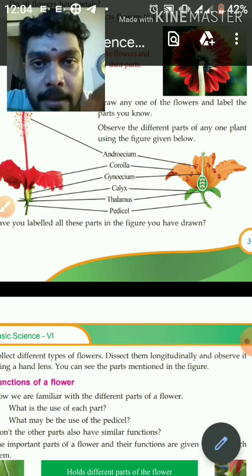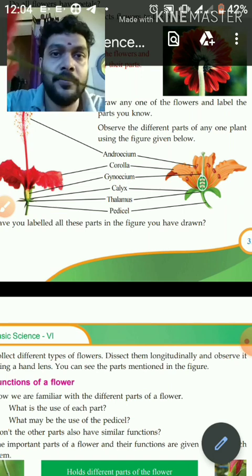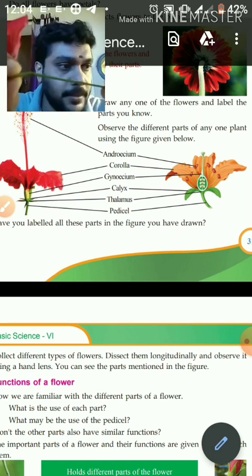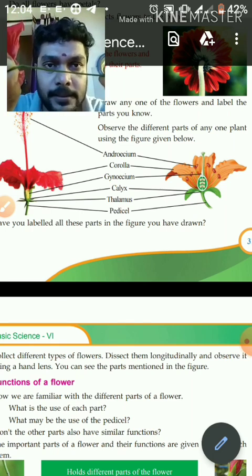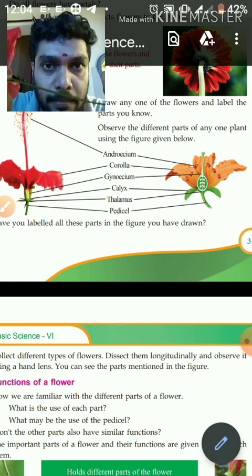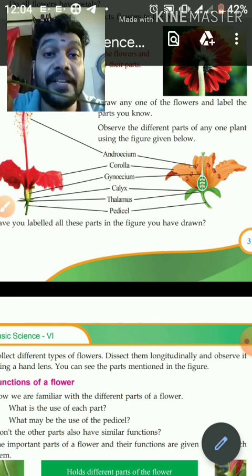Look at the, be careful, very careful. Okay, this is the first part. Can you see the elongated green color structure? So this is a long part which is connected to the plant, so that is called pedicel.